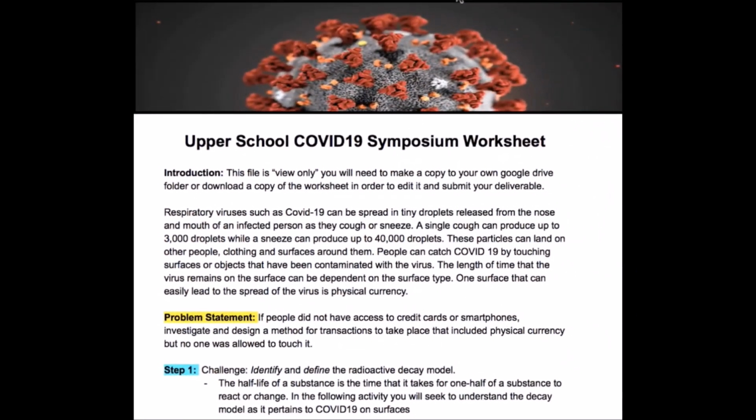This is an introduction to the worksheet. It is a view-only file, and you will need to make a copy to your own Google Drive folder or download a copy of the worksheet in order to edit it and submit your deliverable. The problem statement is below. If people did not have access to credit cards or smartphones, investigate and design a method for transactions to take place that included physical currency, but no one was allowed to touch it.